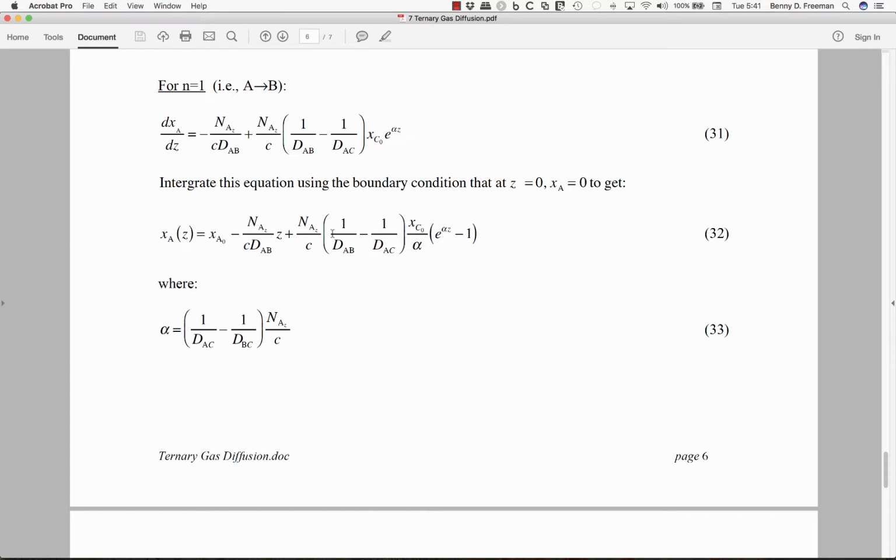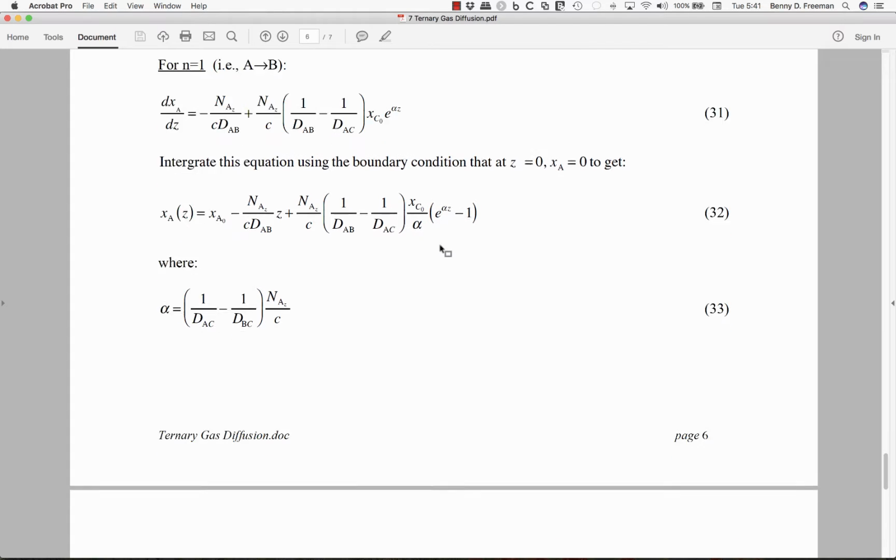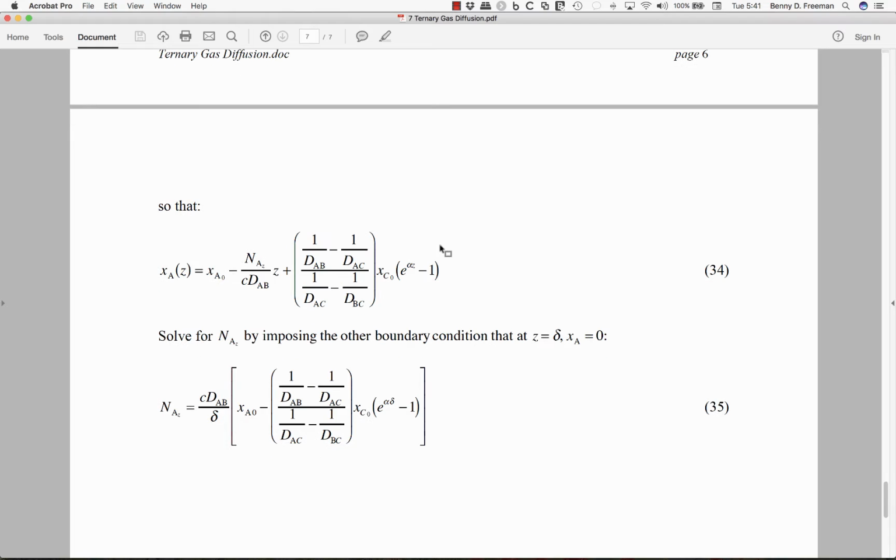And note that if there is no inert present, in other words, if this gas mixture were only a binary mixture of A and B, then this term involving Xc would go away, and you'd have essentially a linear concentration profile for component A in that boundary layer. The extent to which that is not linear depends essentially upon the presence of the inert species.